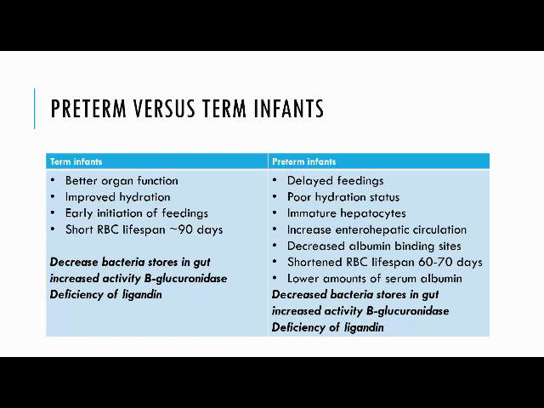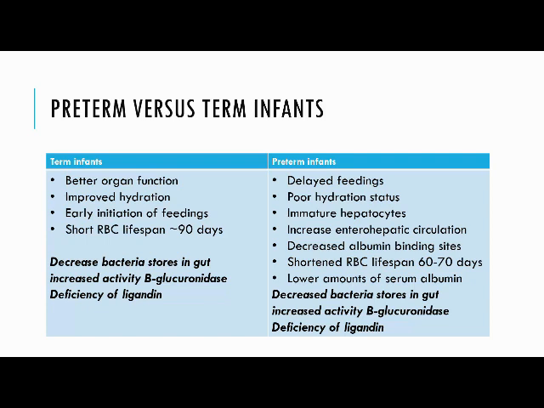Decreased albumin sites, and this can be just because they're little. They've just got decreased albumin levels. Shortened red blood cell lifespan, which is what we talked about already. And then just a lower amount of serum albumin. That's a duplication. I knew I was going to find mistakes in this PowerPoint, even though I've looked at it a million times, so I apologize for the errors.